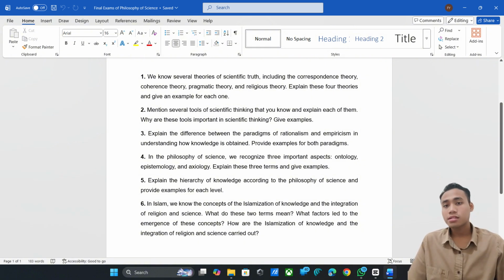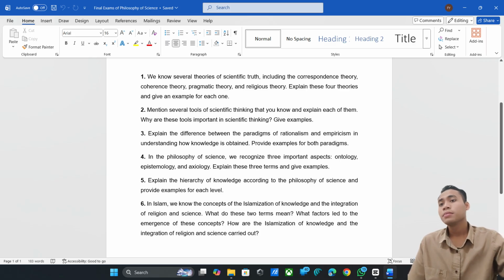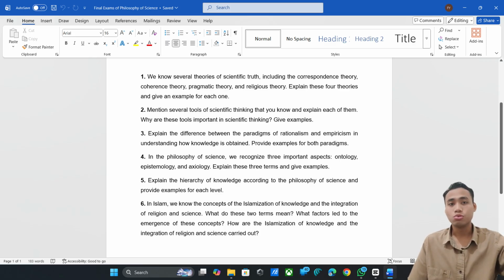Let's continue to the next question. Mention several tools of scientific thinking that you know and explain each of them. Why are these tools important in scientific thinking? Give examples. Okay. Scientific thinking uses several tools.